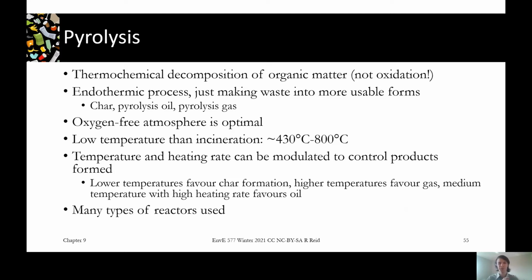If you have low temperatures, like the really low and slow, you'll tend to form a lot of charcoal, and that's exactly how charcoal is made. You'll basically set some wood on fire and put it underground and leave it for a while. If you do a higher temperature, you're going to move towards gases. And if you do a medium temperature, you're going to move towards producing oils. So depending on what you want to get, you can play with both the temperatures and the rates at which temperatures are changed in order to target different compounds. And there's all kinds of reactors used for pyrolysis.